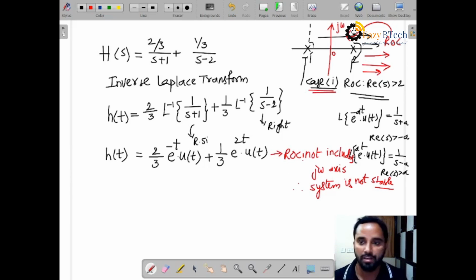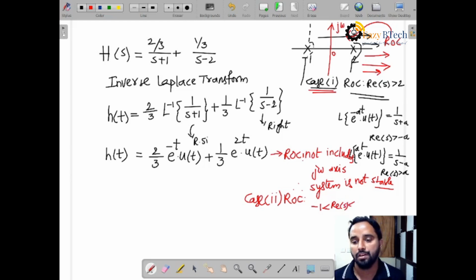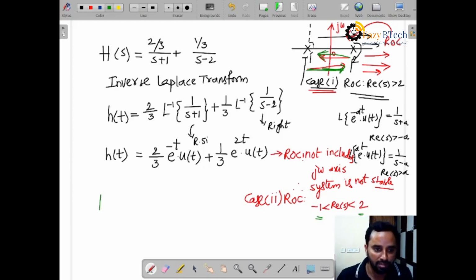Case 2, what is case 2? ROC is minus 1 to 2, that is case 2. Consider case 2, ROC is greater than minus 1 and less than 2. Okay, I am using color indication. Greater than minus 1 and less than 2. So minus 1 to 2. So how do we write the answer h of t now?